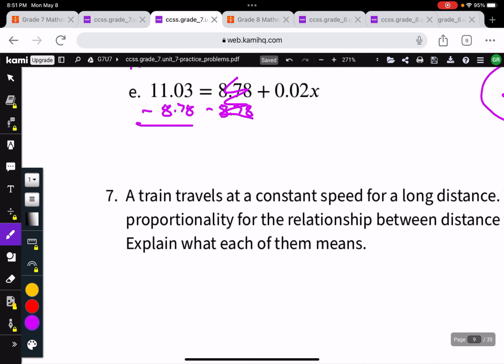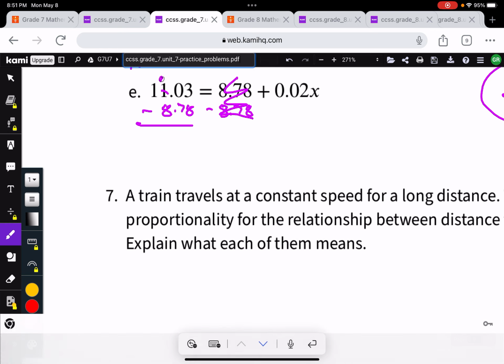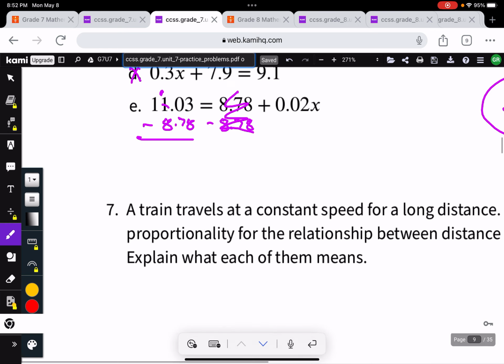So I've got to borrow here. Can't borrow. Go to there. Make that a 0. That's going to be a 10 now. I can borrow, and that's a 9. That's a 13 minus 8 is 5. 9 minus 7 is 2. Bring down the decimal.